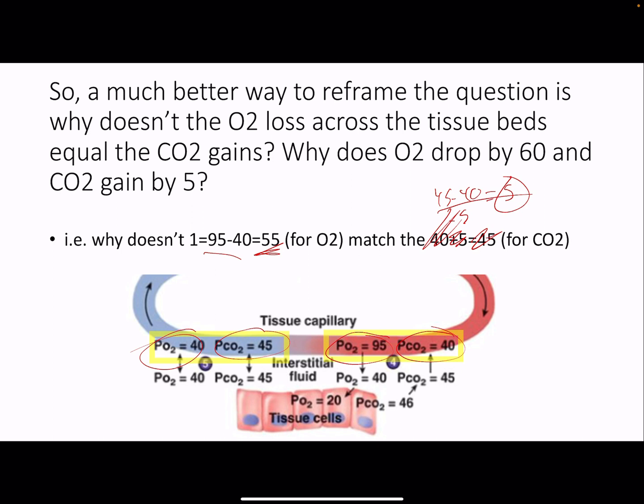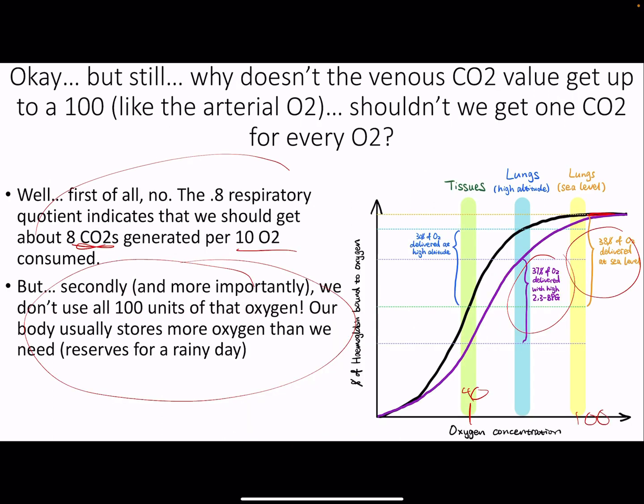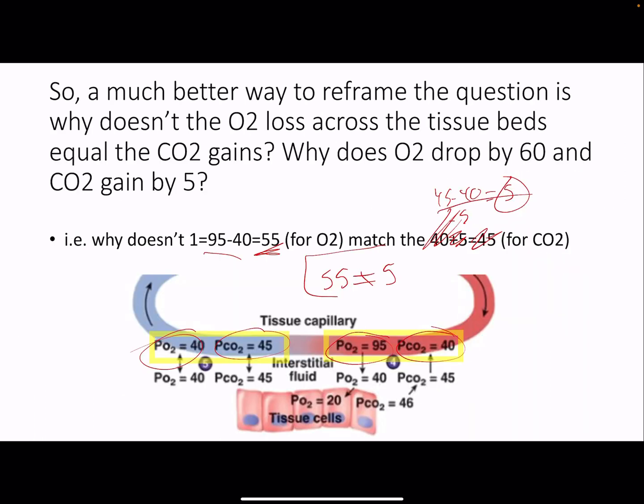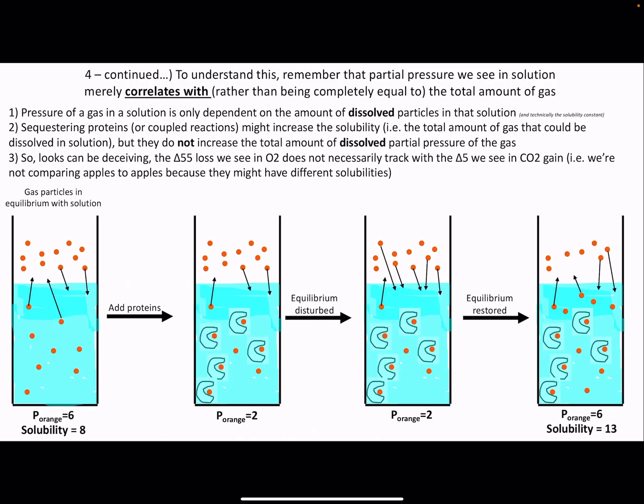So in other words, why doesn't the 55 drop in oxygen equal the gain of 5 in CO2? We just talked about the respiratory quotient, but that's not enough to account for this tremendous disparity. So how do we explain this?